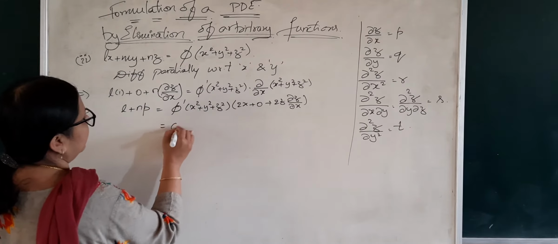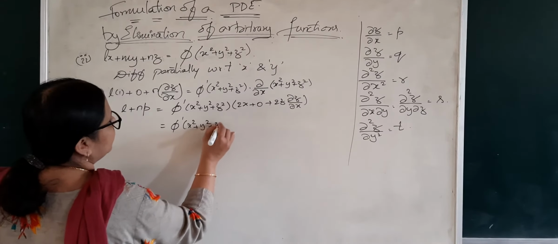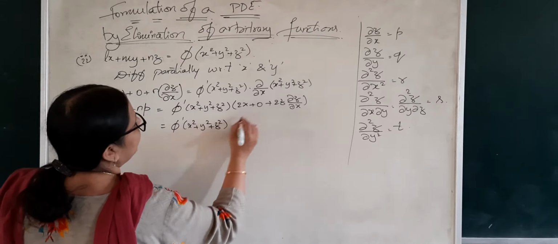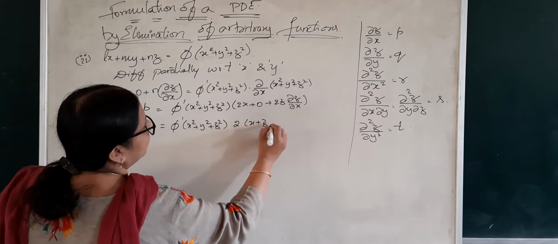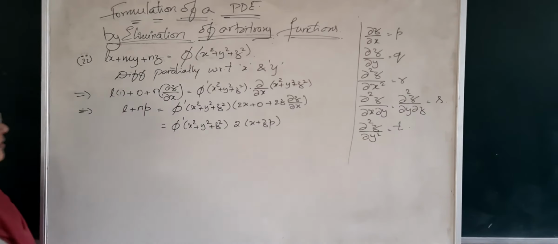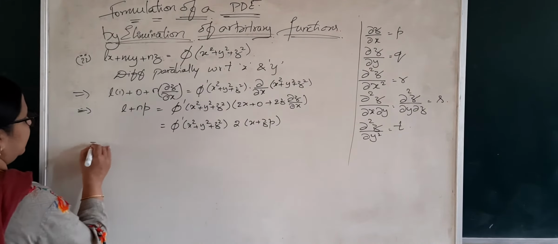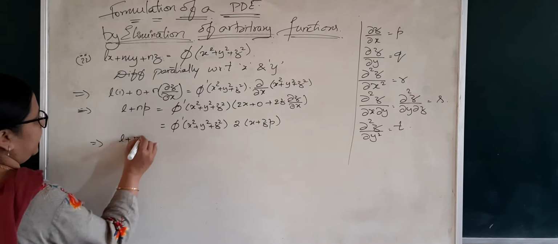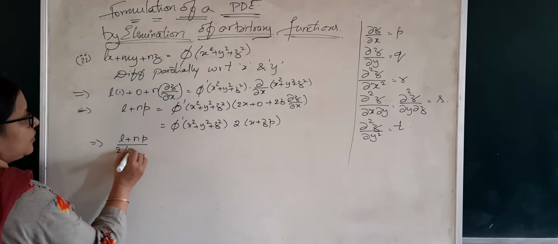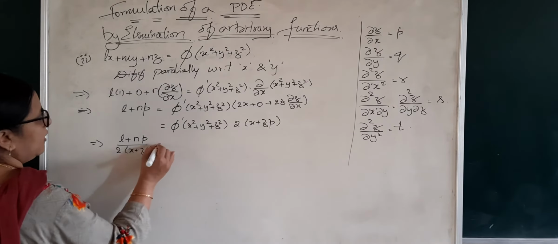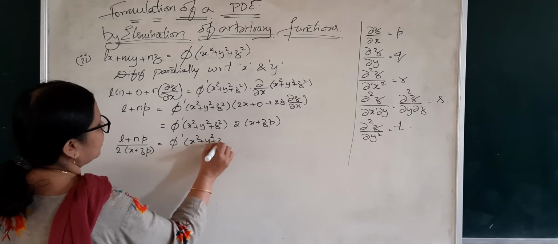Now this is going to be equal to phi dash of x square plus y square plus z square. 2 can be taken out common: x plus z into, consider the standard notation, zp. Okay, so what do you get here? This implies L plus np. Bring the entire term down: 2 times of x plus zp is equal to phi dash of x square plus y square plus z square.